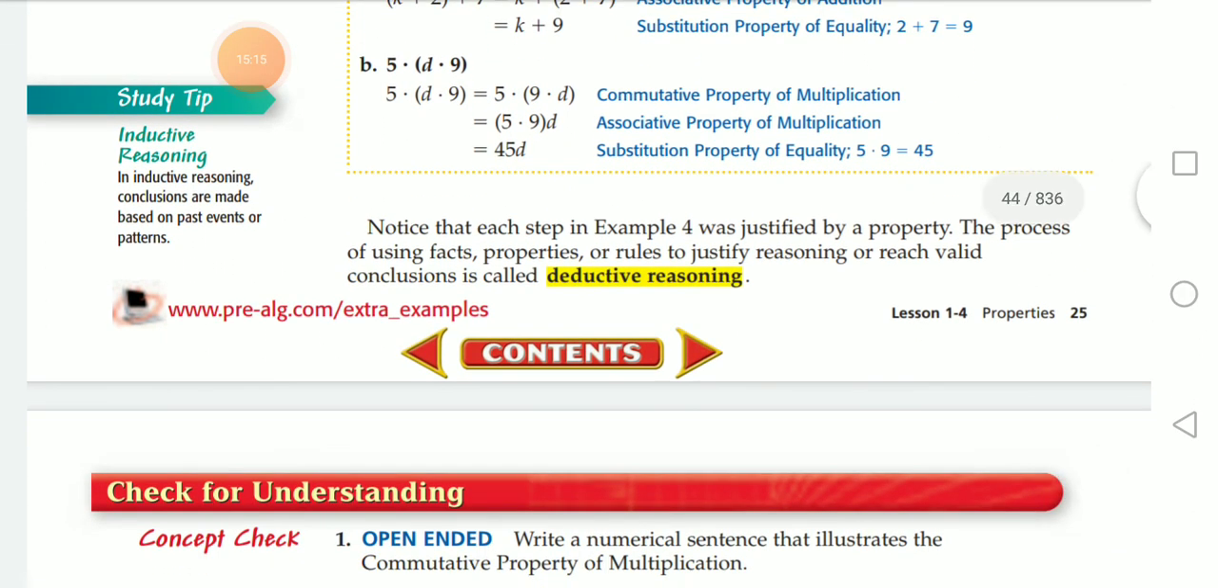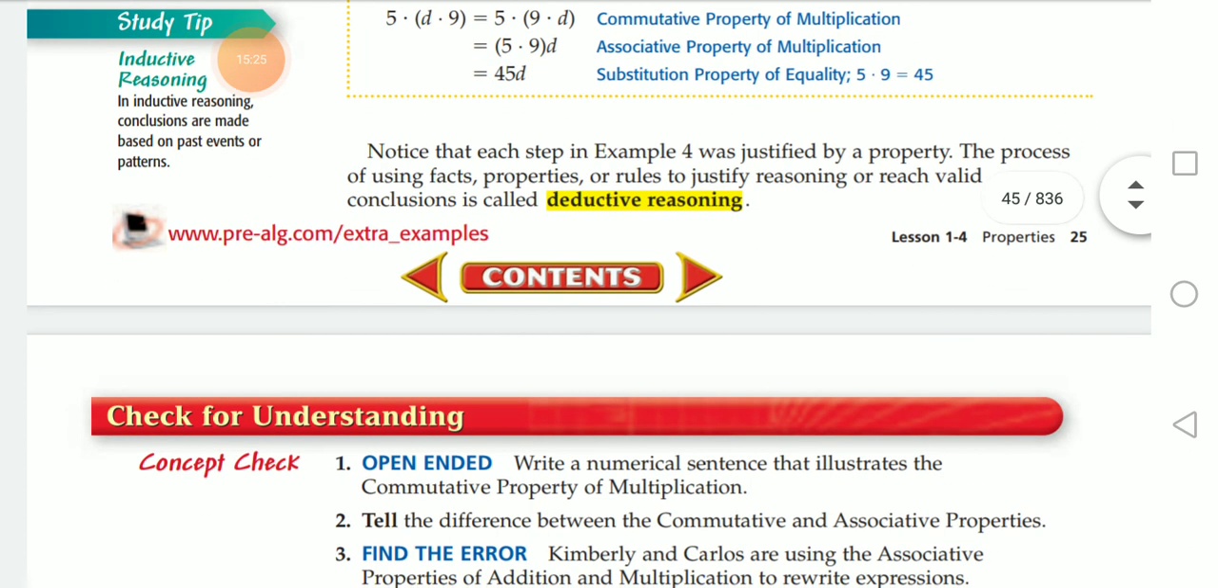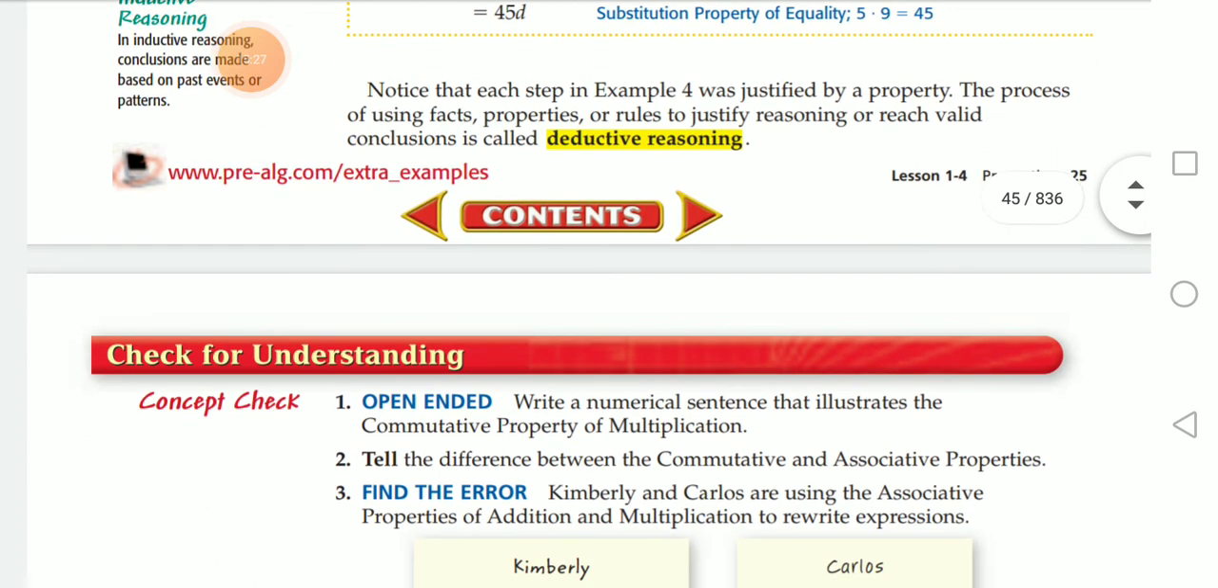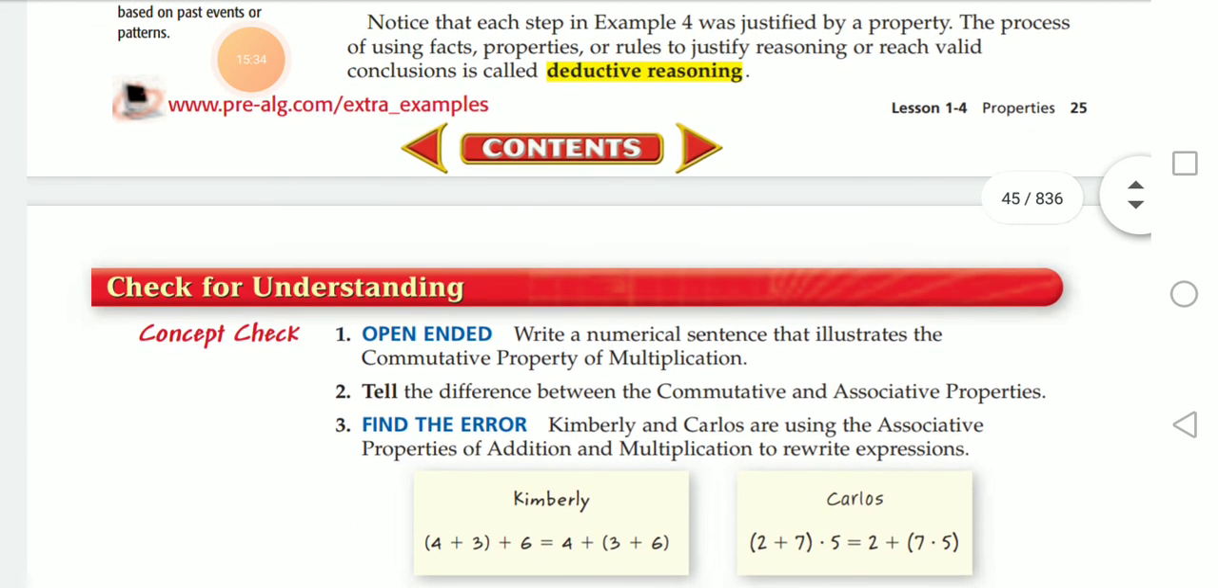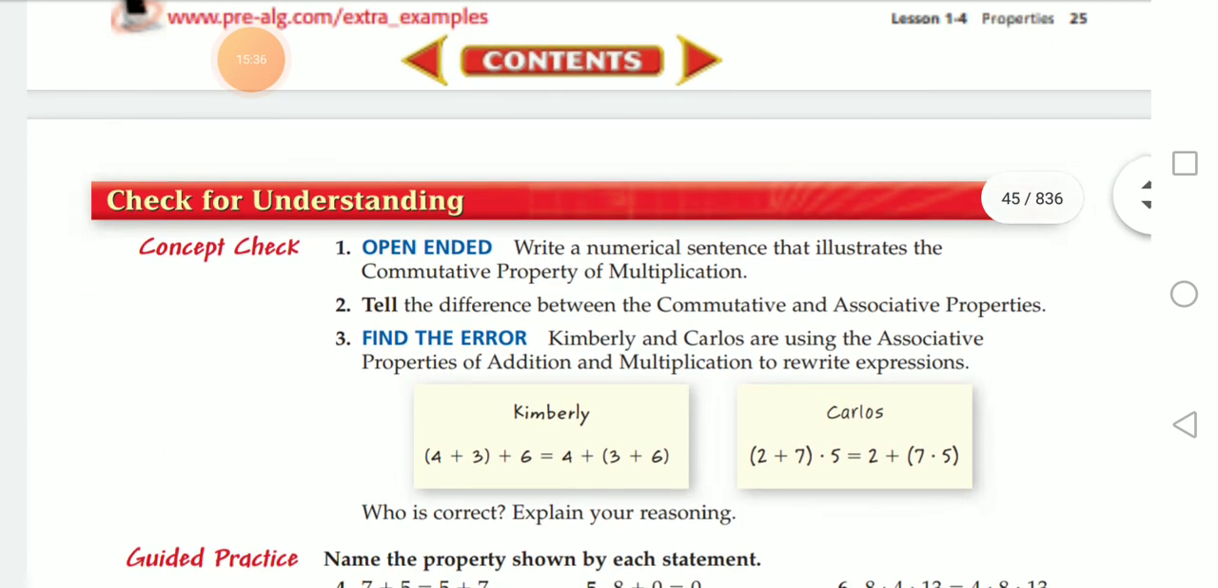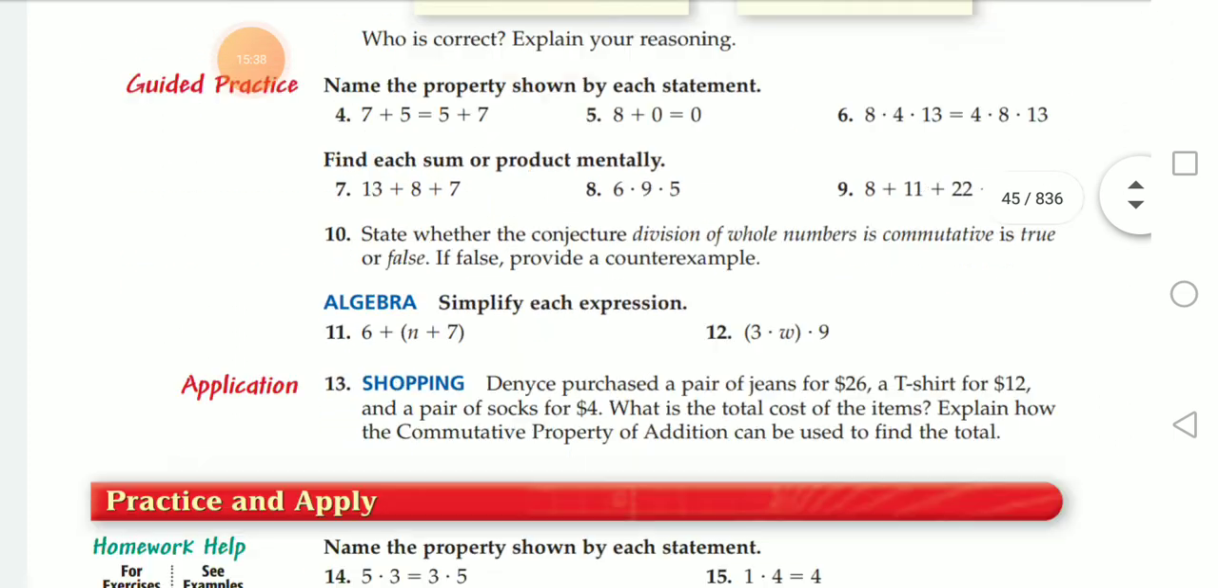Inductive reasoning. In inductive reasoning, conclusions are made based on past events or patterns. So note that each step in example 4 was justified by a property. The process of using facts, properties, or rules to justify reasoning or each valid conclusion is called deductive reasoning. So by this we have covered the lesson.